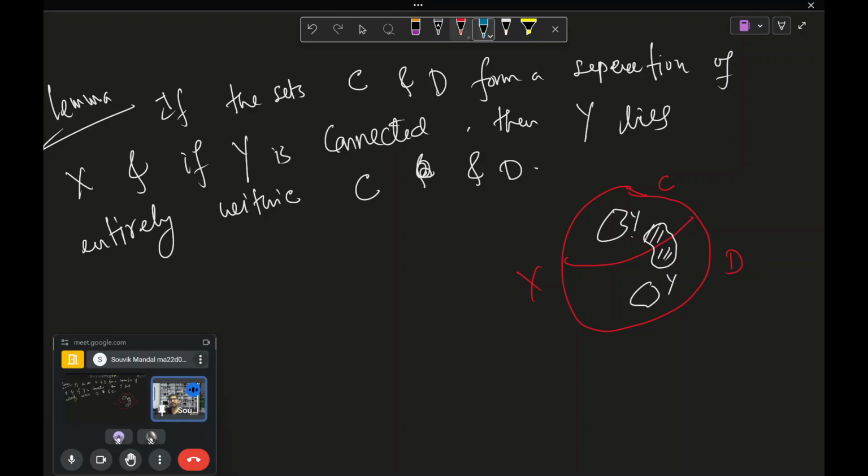Can anybody please try? It is very easy, it's just a use of the definition. Please try. If you are not able to solve it, then I will give the solution. But please first try it yourself.